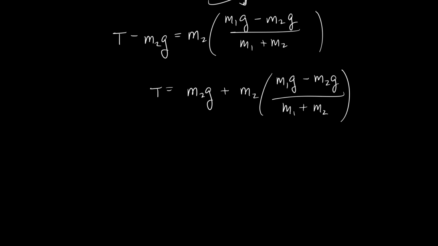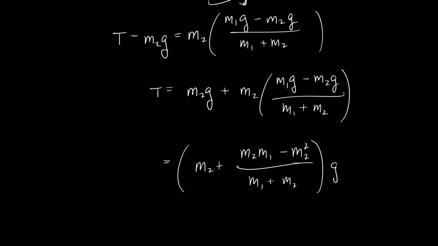So since you guys are not really contributing very much, I'll give you a few minutes to add those two things together. You know that you can get common denominators and add the two fractions together. So do so. I'll give you a hint. Factor out the G. So you'll get M2 plus... I factored out the G and I distributed the M2.